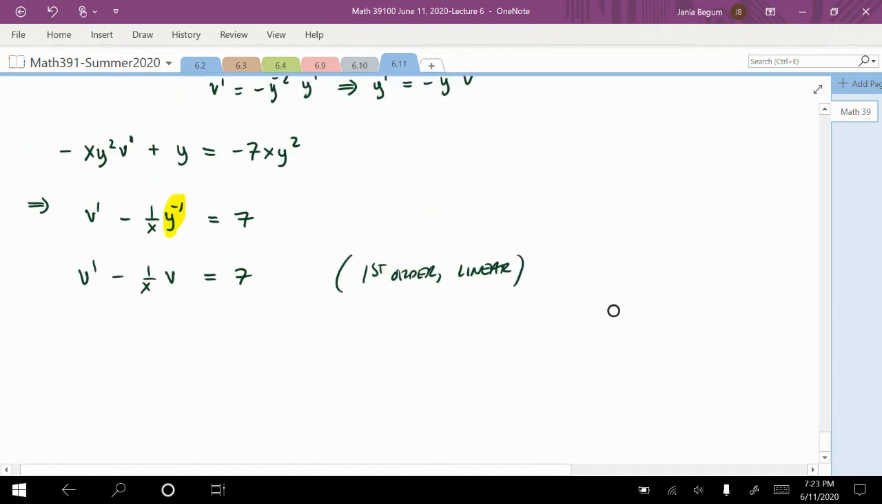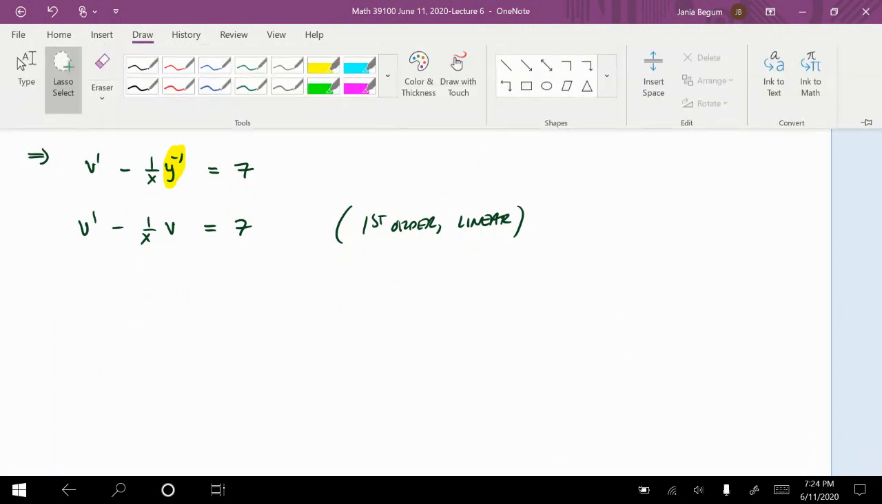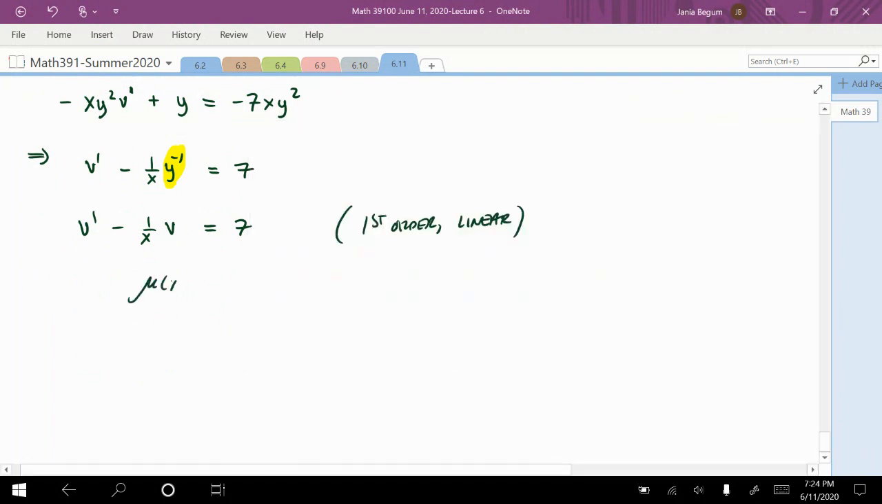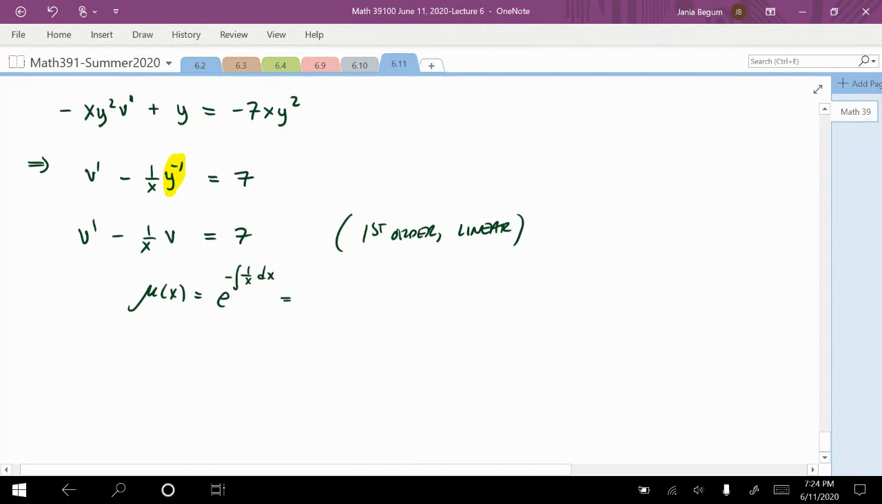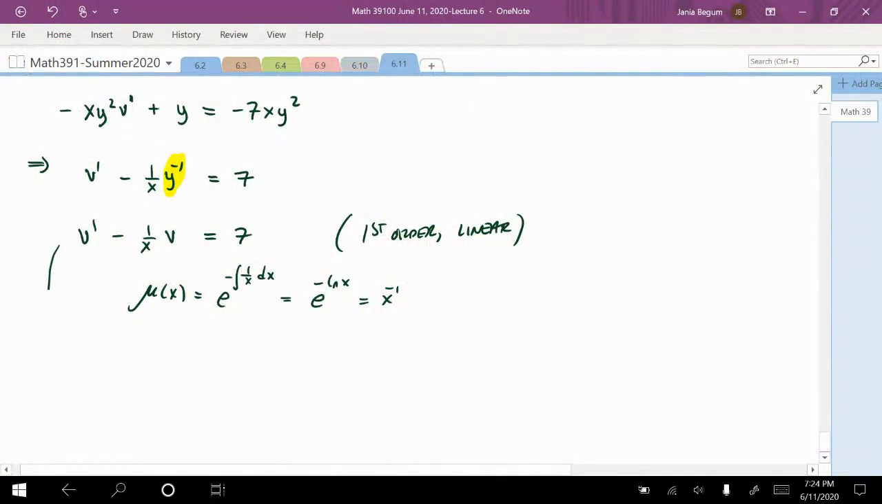So we're going to solve this by computing the integrating factor mu. So mu of x is equal to e to the integral of negative 1 over x dx. Question? All right, so I'm guessing no. E to the negative ln of x, that's x to the negative 1 power. So that's mu.